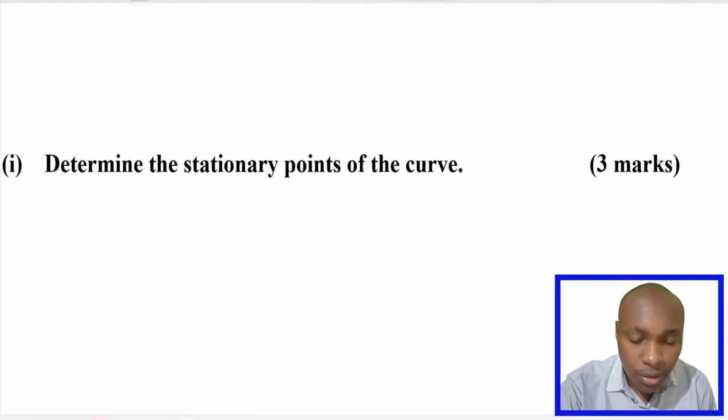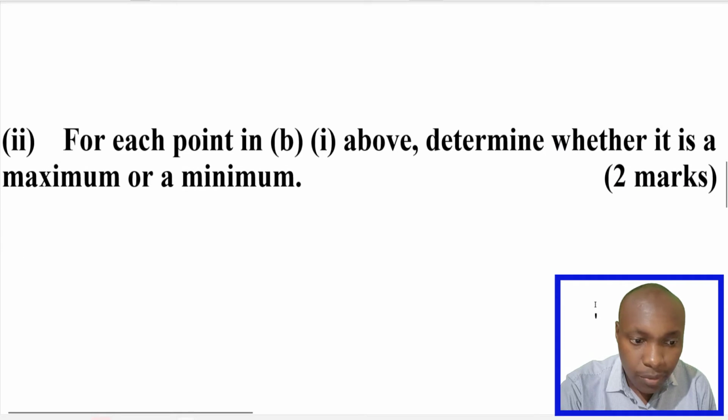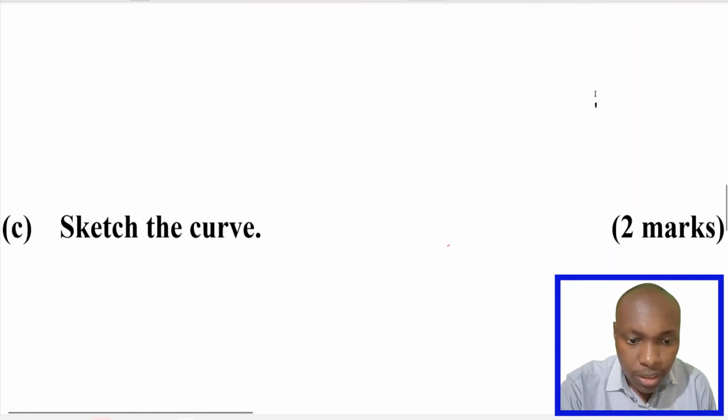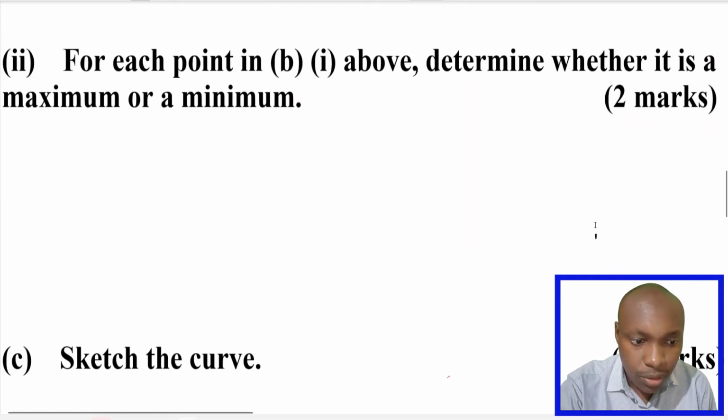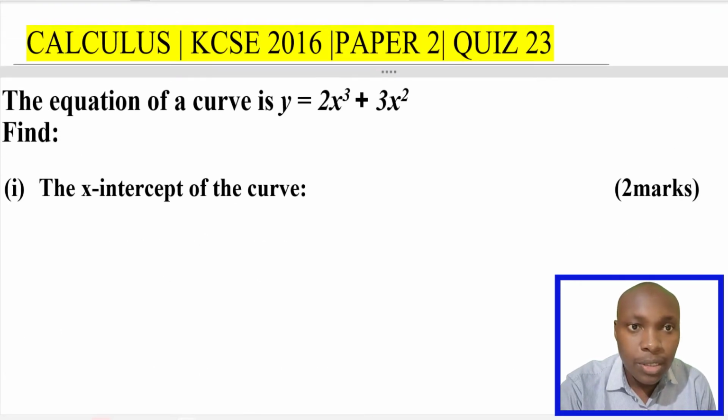Don't mind the numbering of the question, it is wrong, that is not the most important thing. Then the other question: for each point in B above, determine whether it is a maximum or a minimum point. And then the last, sketch the curve. So those are the questions. The most important thing is the question.